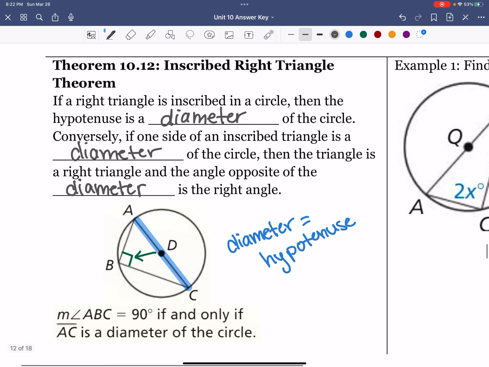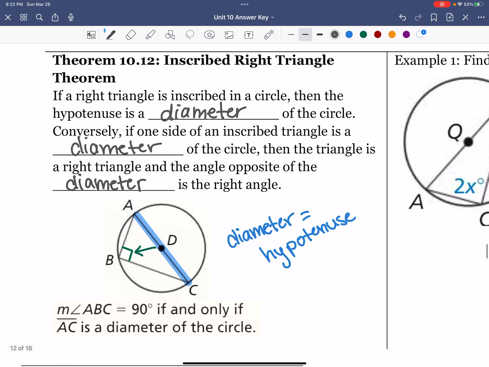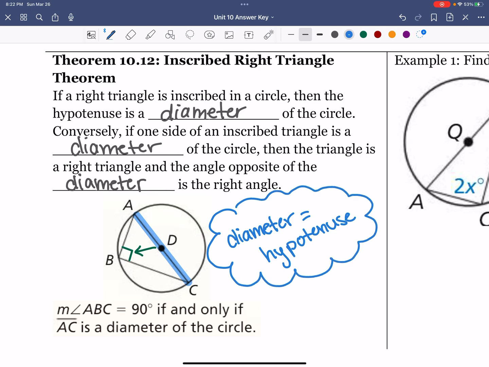What I am saying here is that because I have a diameter and a triangle created with that, I officially have a right triangle. So that angle opposite the diameter will be my right angle, and my diameter is the hypotenuse. So this is just a nice little reminder. The diameter is always going to be the hypotenuse if I have a triangle inscribed into my circle.